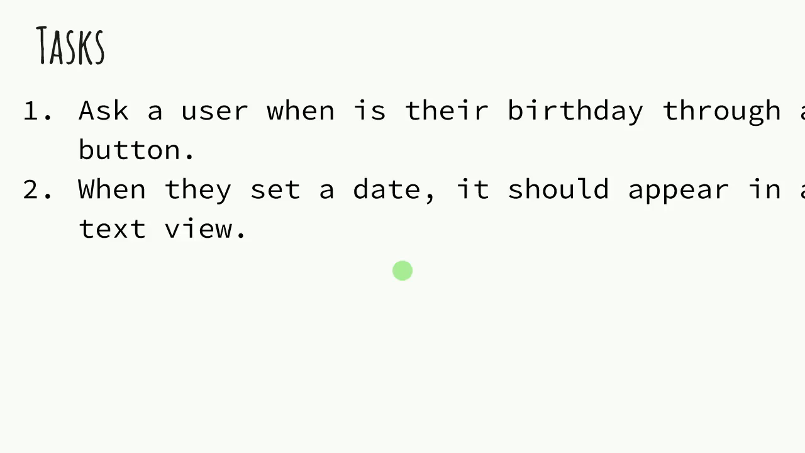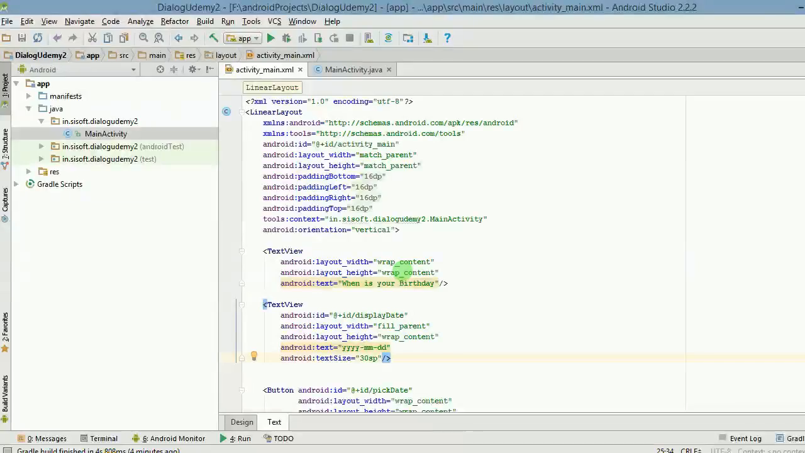Like in our understanding lecture, we were okay with the toast message showing us the month as one less than the actual month, because that's how Java gives it to us. But this time we'll have to make sure that the actual month is showing up. So this task is more about knowing where to do what.